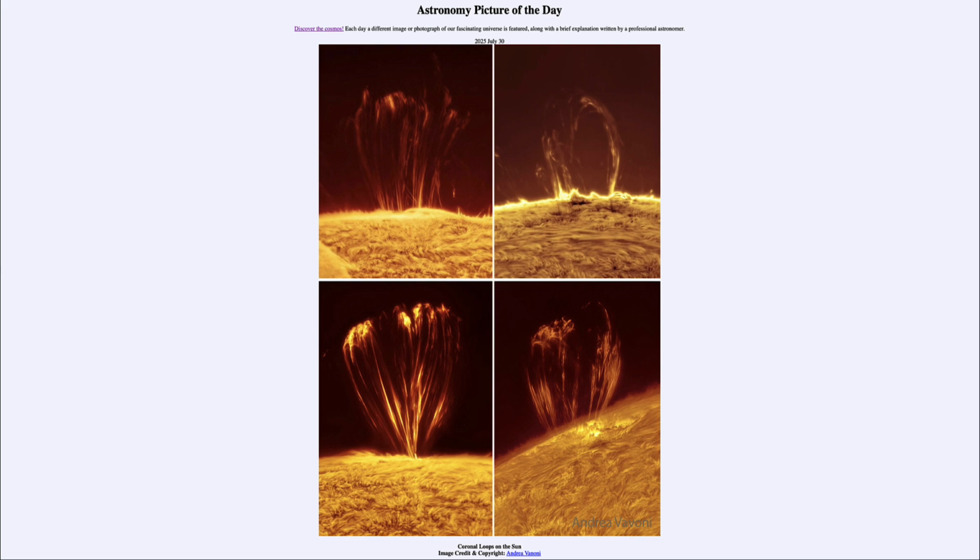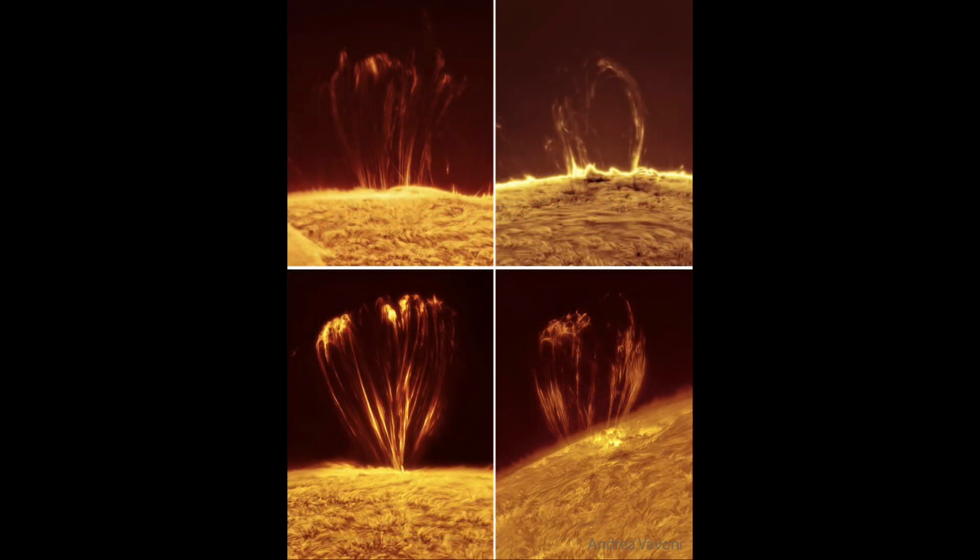Today's picture for July 30th of 2025 is titled Coronal Loops on the Sun. So what do we see here? Well, here we see four images of a portion of the surface of our sun. And what we're looking at are what is known as solar prominences. So this is actually material from the sun that has been lifted off the surface.